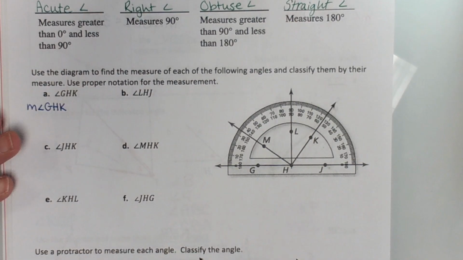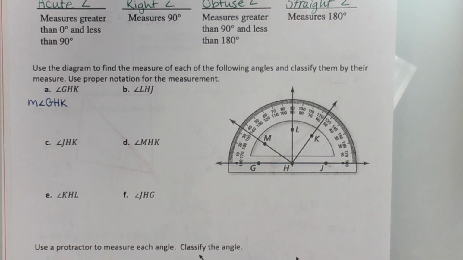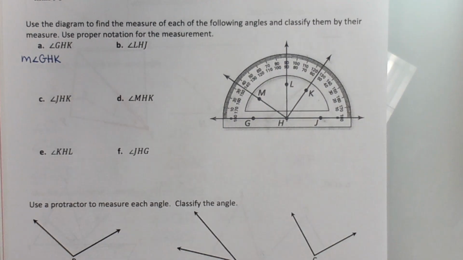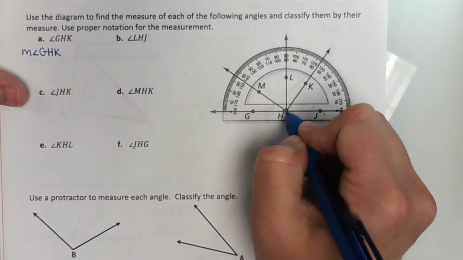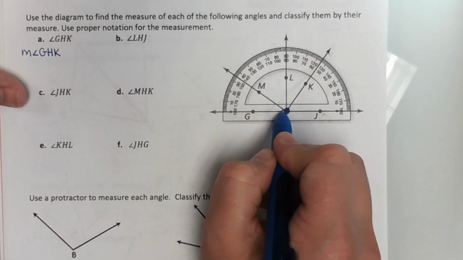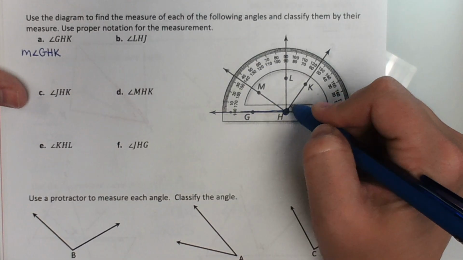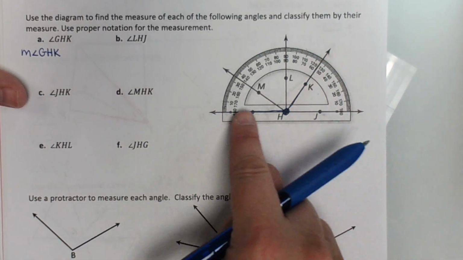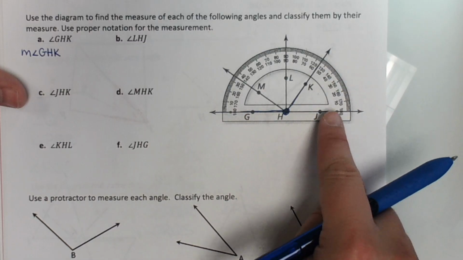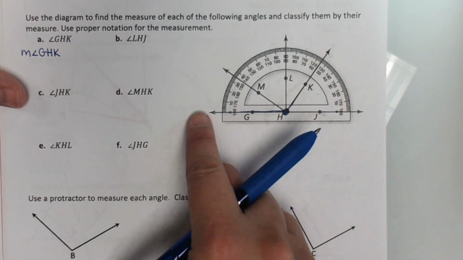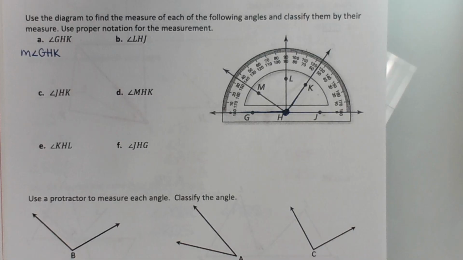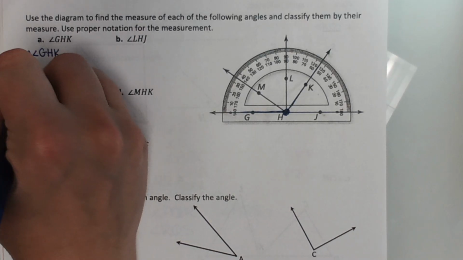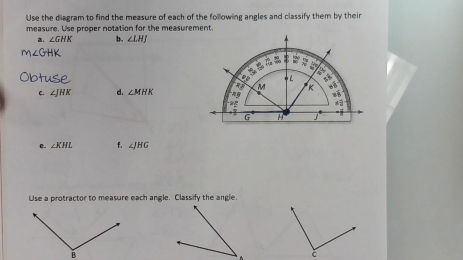The first one it asks about is the measure of angle GHK. First and foremost, H is the vertex going towards G, going towards K. Now, if I look at this angle, can I tell if it's acute, obtuse, right, or straight? It appears to be obtuse. You would be correct on that if you said it was obtuse.